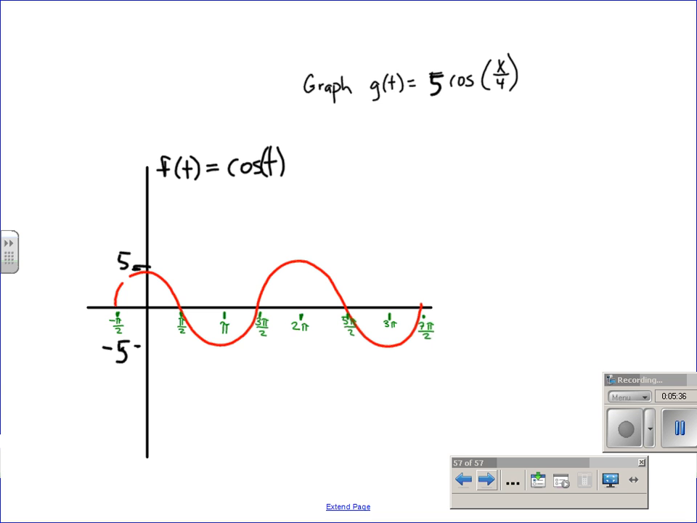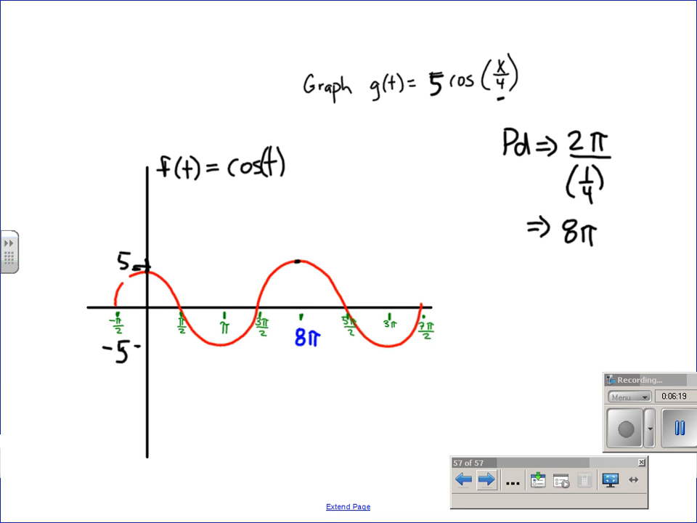Now it's a little more difficult to go through and deal with your period. So we know that the parent graph has a period of 2 pi, so we're going to take that 2 pi and divide by 1/4. And that's because of this 4 here. And when we do that, we get a period of 8 pi. Meaning that if I go from peak here to peak here, then this should now not be at 2 pi, but at 8 pi. So I'm going to change that in blue, just so I know that that one has been changed. So this one's at 8 pi.